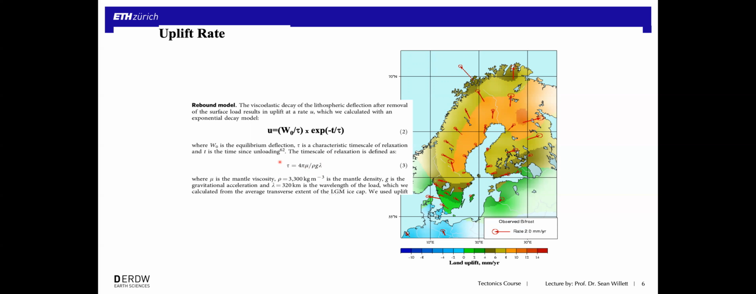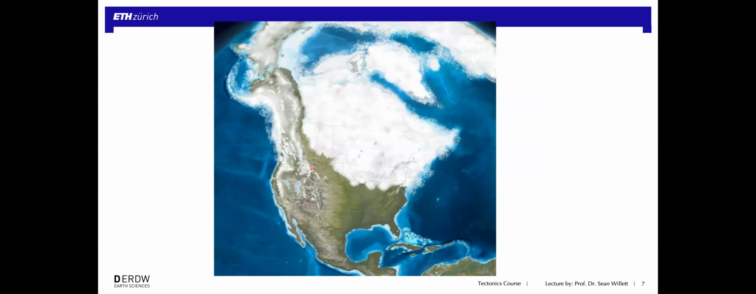If one does this sort of calculation, what we find is that for the ice loading of this sort of wavelength, and the viscosity of the upper mantle, which we can estimate, it is going to take something on the order of thousands to tens of thousands of years for this uplift to completely dissipate and restore itself back to normal.